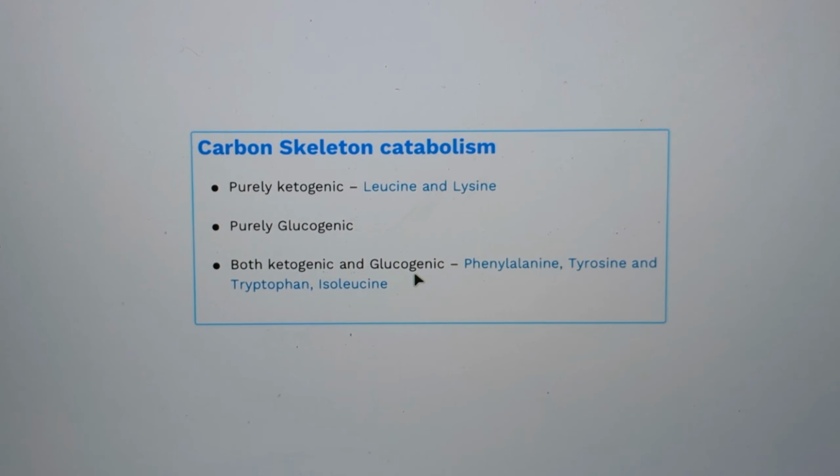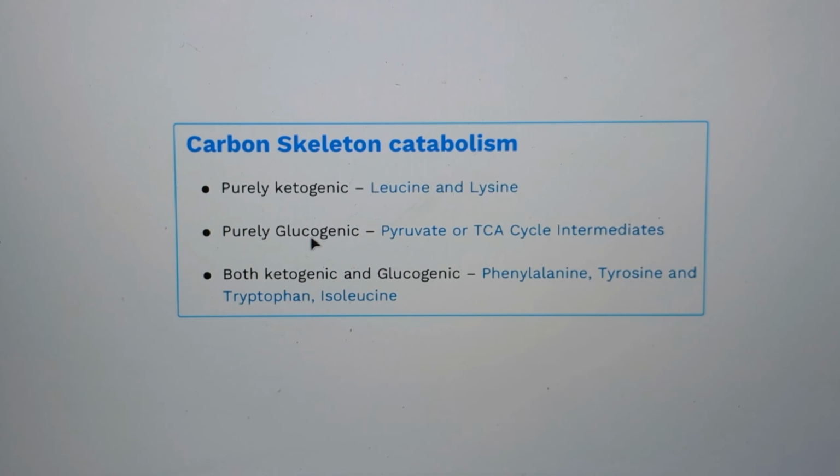Next, both ketogenic and glucogenic amino acids. Some amino acids can be catabolized into both glucose and ketone bodies. These include the aromatic amino acids phenylalanine, tyrosine, and tryptophan, and the branched chain amino acid isoleucine. These four amino acids are both ketogenic and glucogenic.